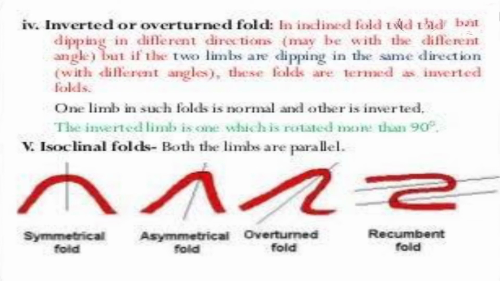In an inclined fold, the limbs dip in different characters, but if the two limbs are dipping in the same direction, these folds are termed inverted folds. In this way, there are some folds that are normal and others that are inverted. The isoclinal fold, as we have seen, has two limbs that are parallel, and the fold is said to be isoclinal.